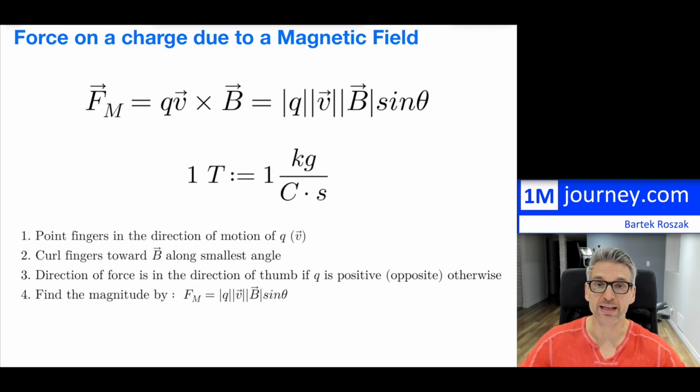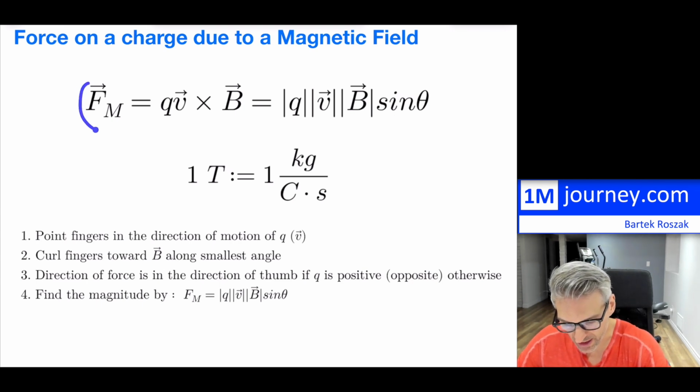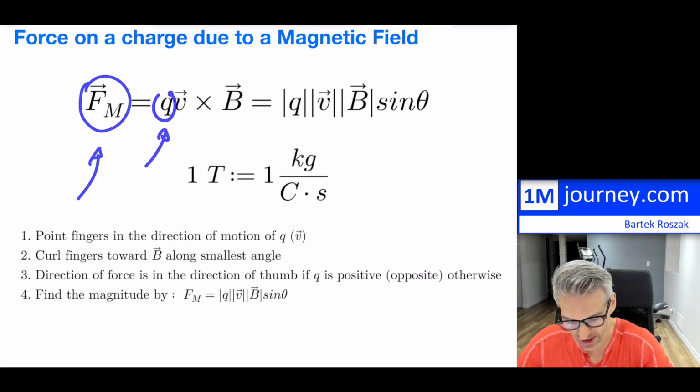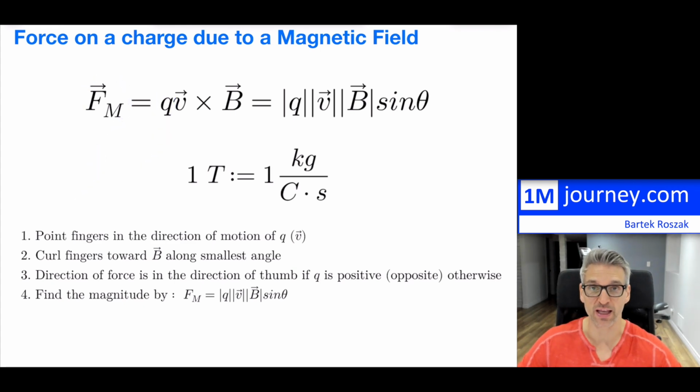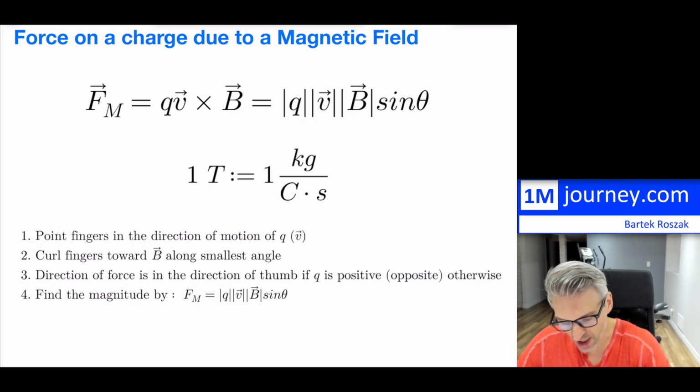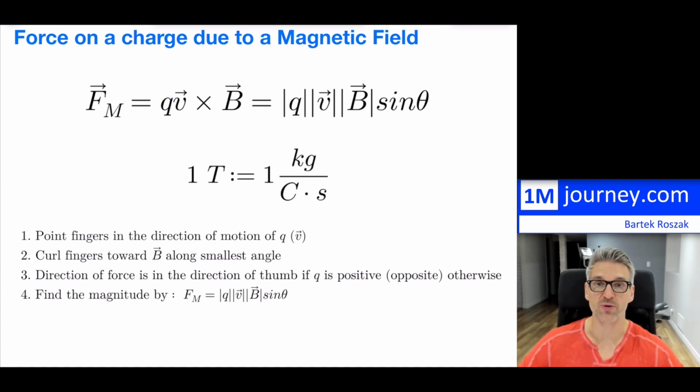All right, so what is the goal in this video? Well, we want to be able to find out what is the force that is caused on a particular charge. So that charge can be both positive or negative. And the cause of the force is a magnetic field. This charge is actually moving. So it is moving at a certain velocity that you have.